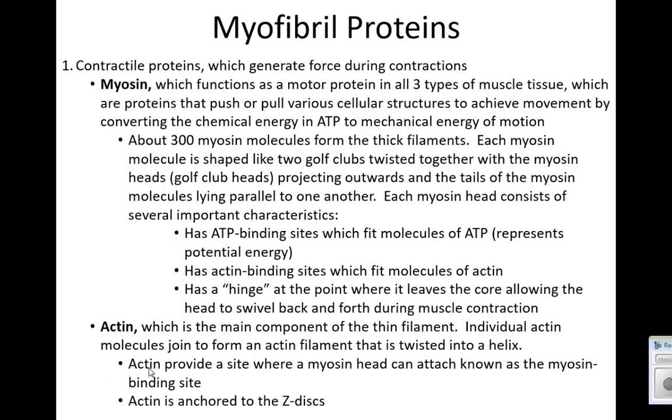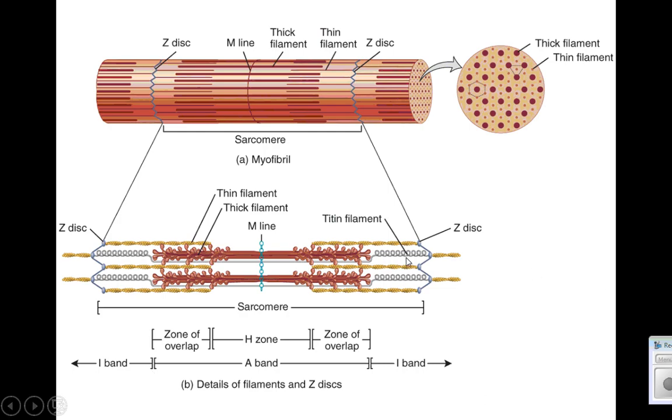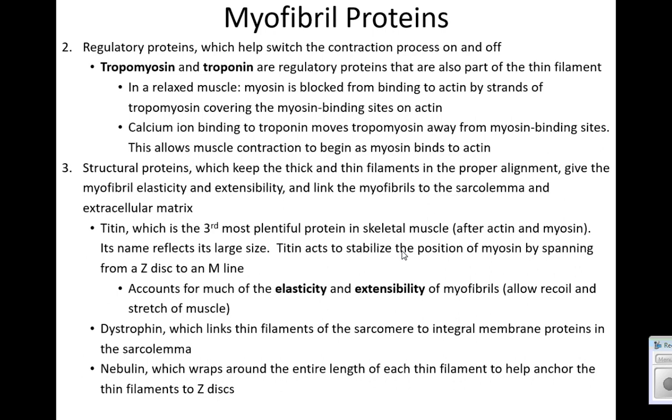It was actually labeled in our figure of a sarcomere a couple of slides ago. Its function is to stabilize the position of myosin by spanning from Z discs to M lines. This is where much of that elasticity and extensibility of skeletal muscle and cardiac muscle comes from. Dystrophin is a second type of structural protein.